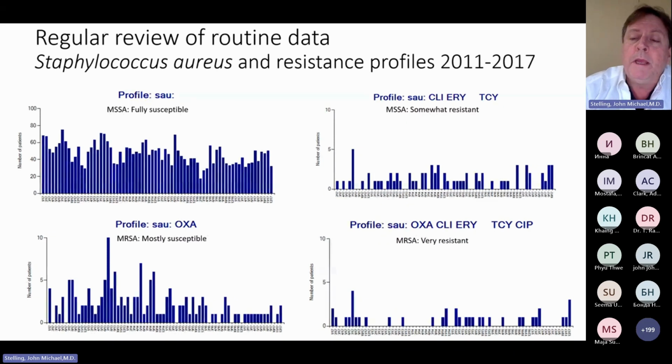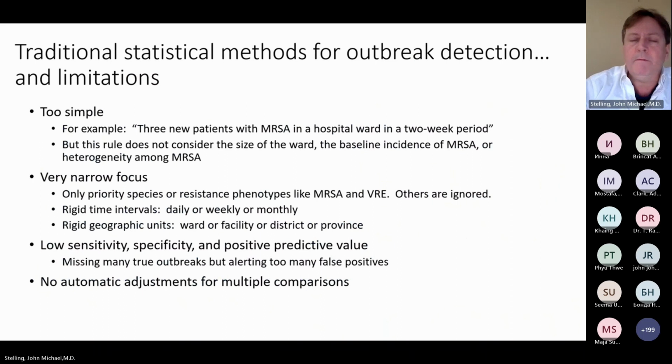Is that random variation? Is this a potential outbreak? I do not know, but I would like to be notified so that I can do a quick assessment to decide whether or not I would like to investigate further. New slide. There are also some simple statistical methods for detecting outbreaks.